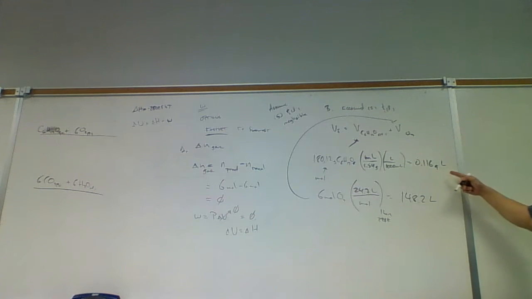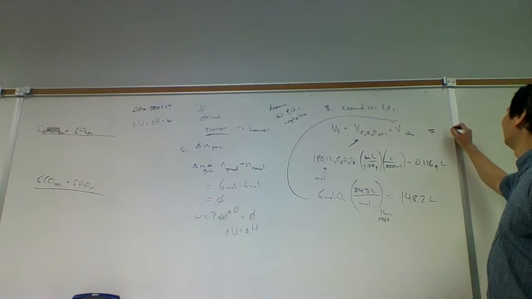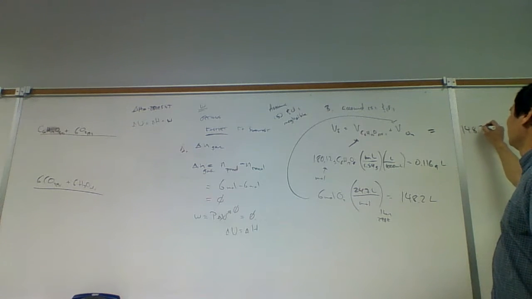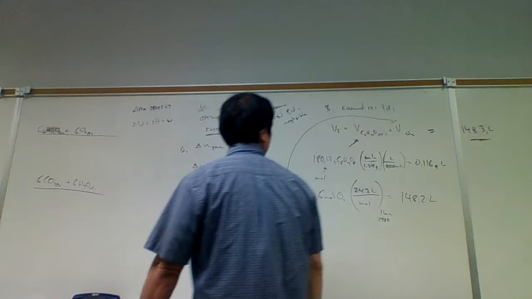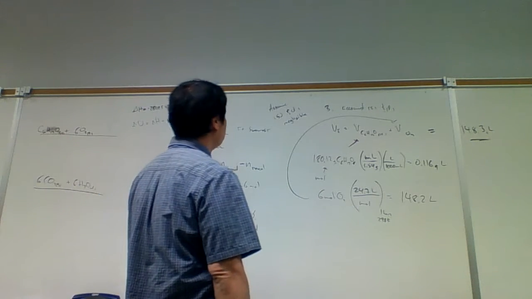So do you see that Petrucci ignored the solid, because the solid, does it have much volume? No, I mean 0.1 liters. But altogether, we'll just add these up. If we add these up, we're going to get 148.2 plus 0.12 liters. And so our initial volume is 148.31 liters.